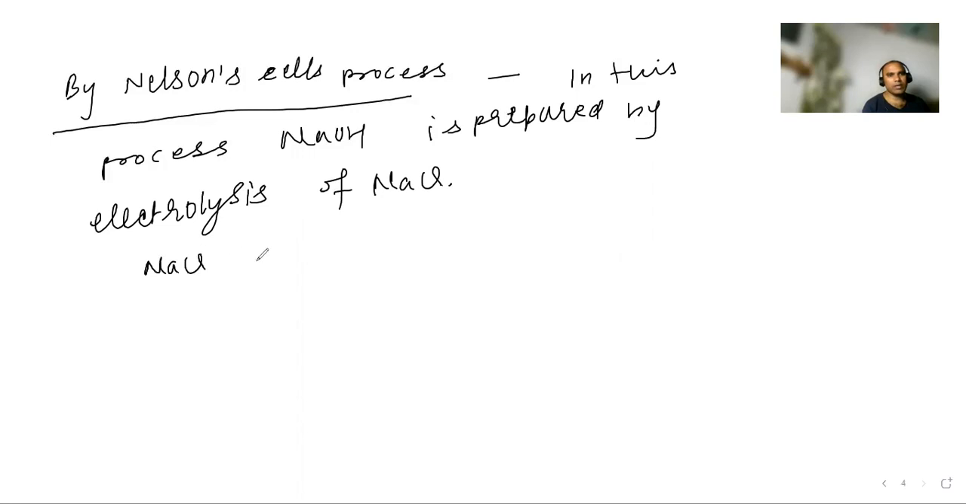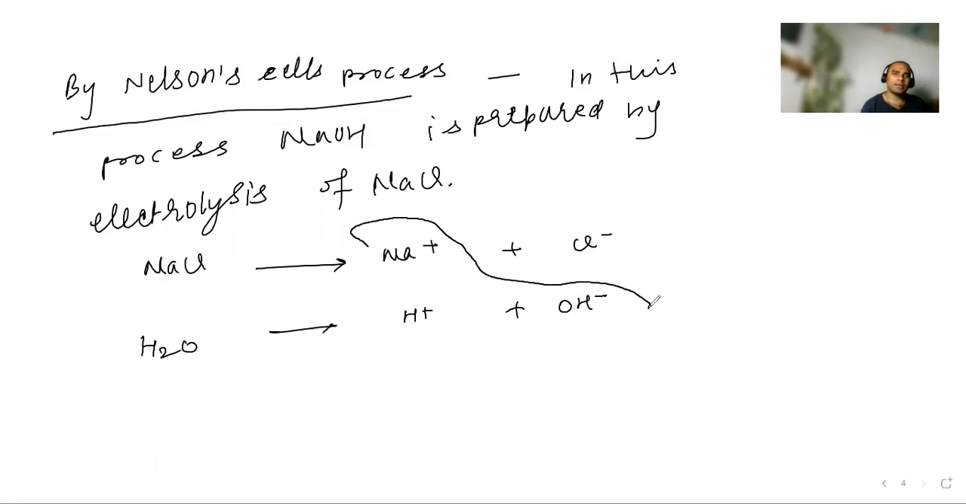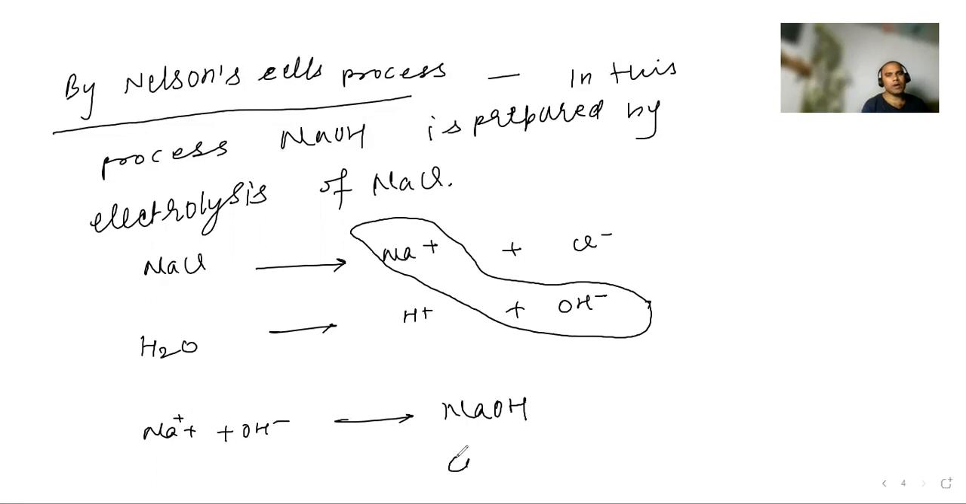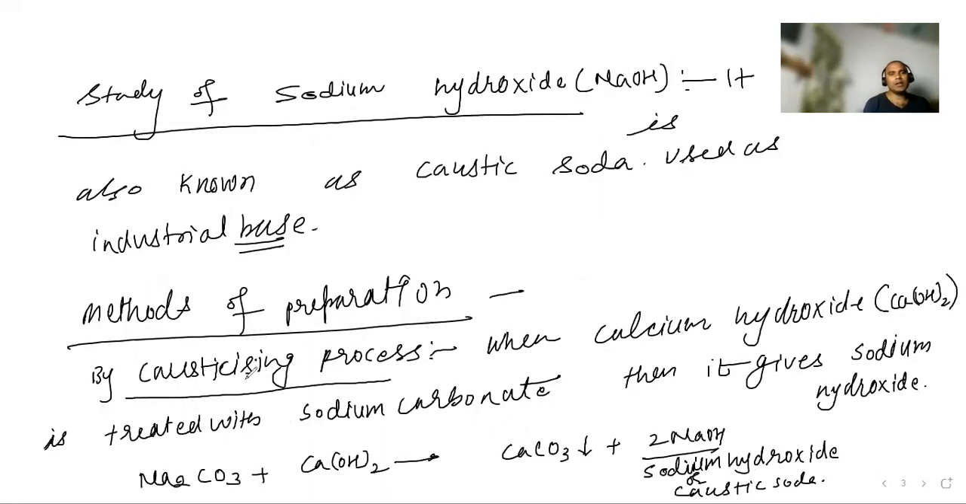Now, NaCl is going to give Na plus and Cl minus. Another we have is H2O, which is going to give H plus and OH minus. They combine this way. Na plus and OH minus both combine and give NaOH, which is caustic soda. So this is the method of preparation in the Nelson cell process, and this is the causticizing process. Can you please write this down?